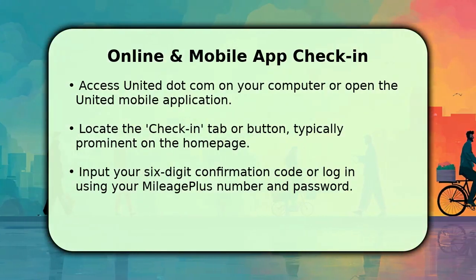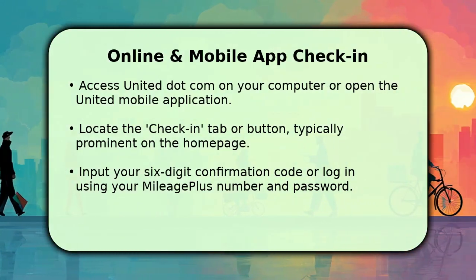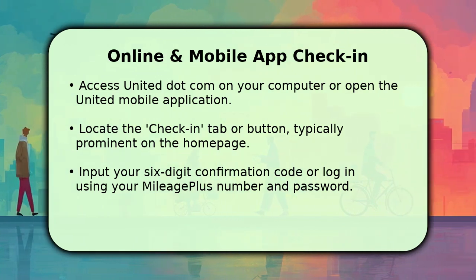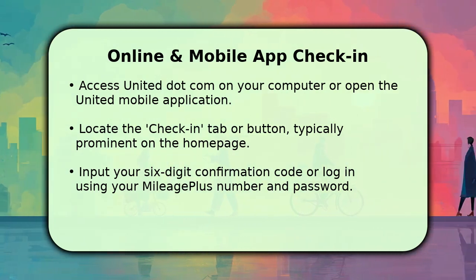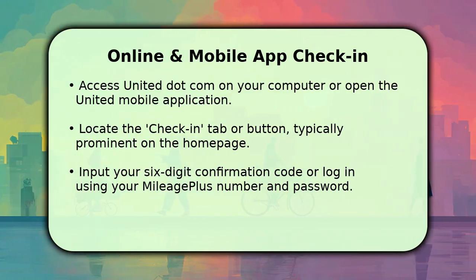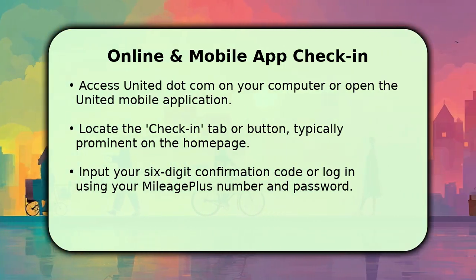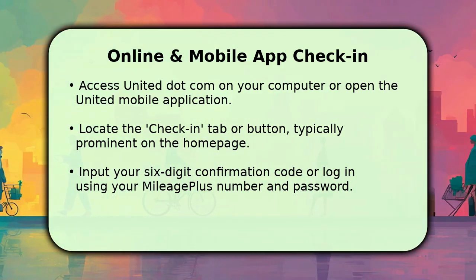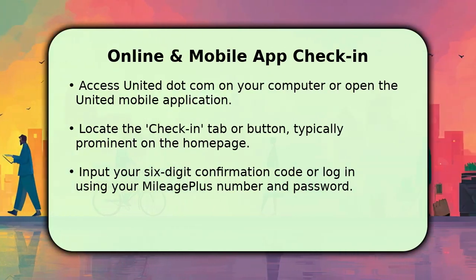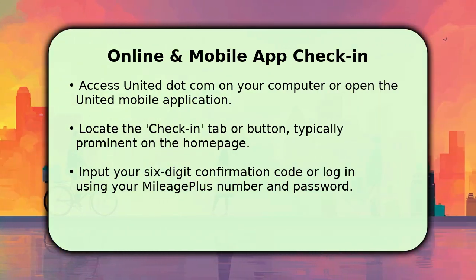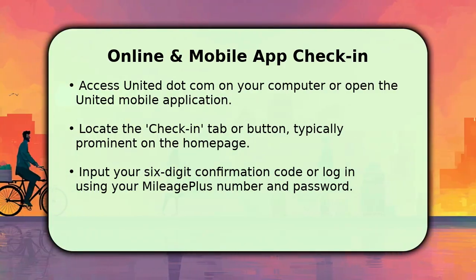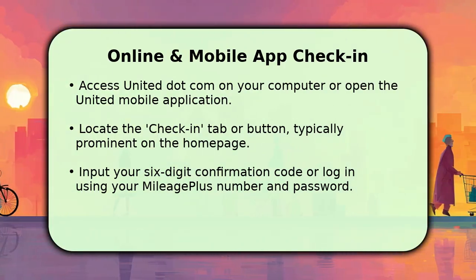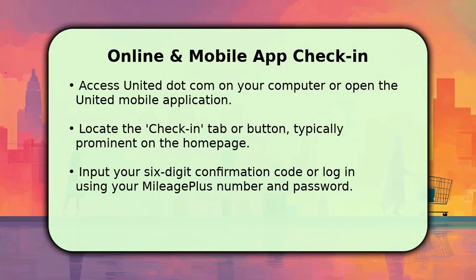To begin, visit united.com on your computer or open the United mobile application on your smartphone. Look for the check-in tab or button, which is usually prominently displayed on the home page. Enter your 6-digit confirmation code or log in using your Mileage Plus number and password. This step confirms your booking and allows you to proceed with the check-in process seamlessly.